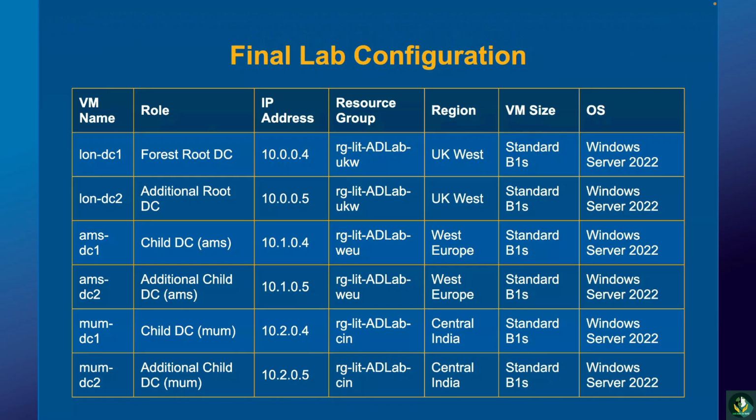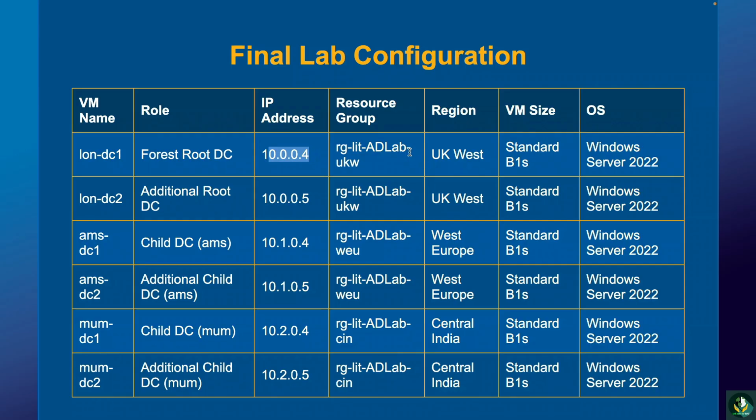So as you can see, we've got 6 virtual machines here, Lone DC1 serving as our forest root domain controller, and we're going to set up static IP address on each of these virtual machines because initially when we create a virtual machine, it gets a dynamic IP address. And it's according to the best practice to assign static IP addresses to domain controllers.